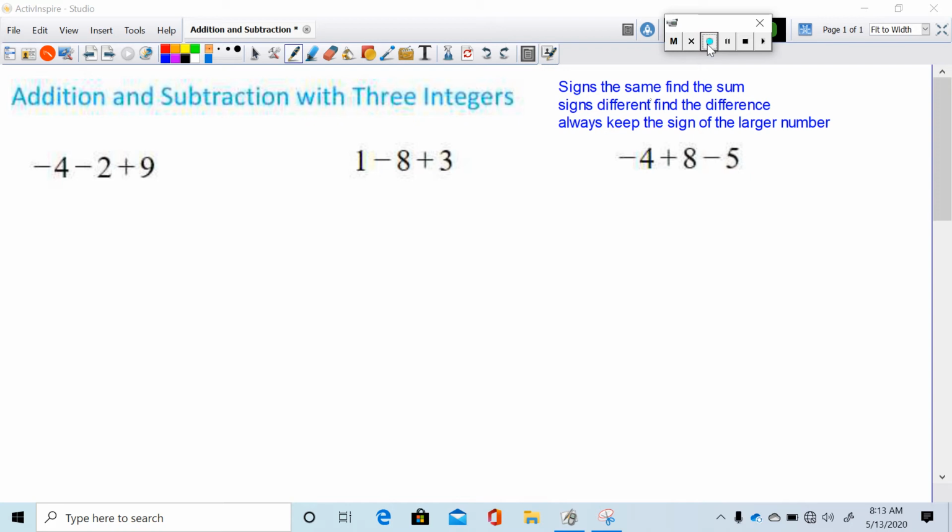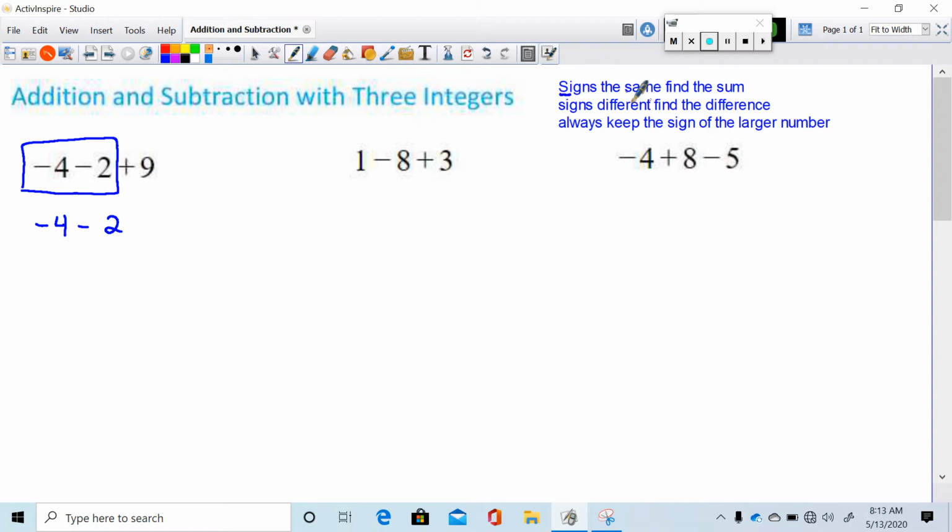Anytime I have addition or subtraction with three integers, I'm going to do two numbers at a time. So I'm just going to take these first two numbers, -4 and a -2, and figure out what they are. Here are the rules that I use.